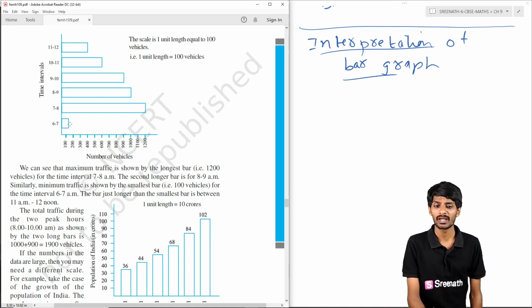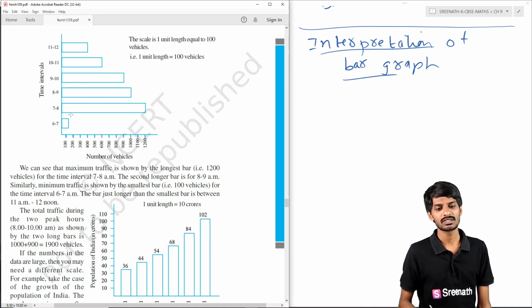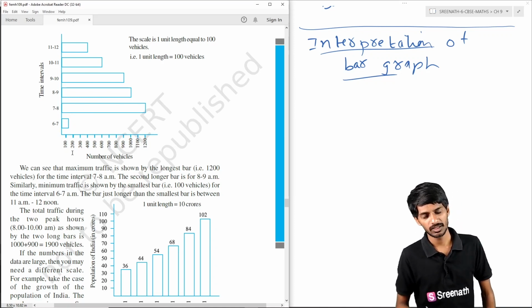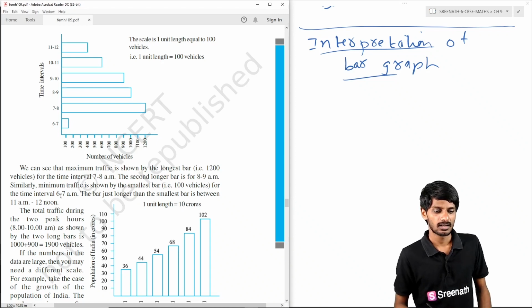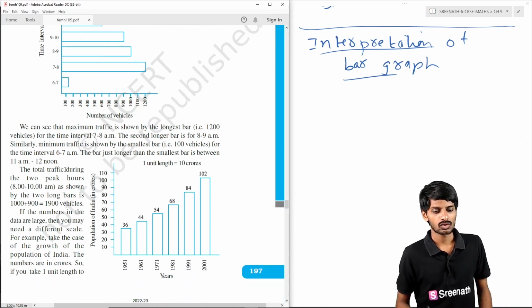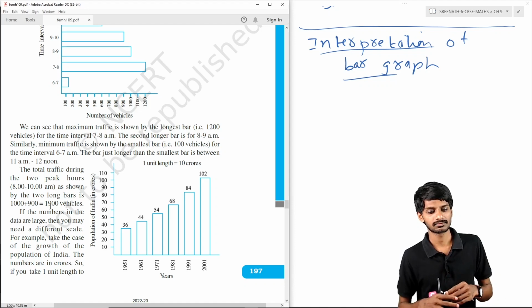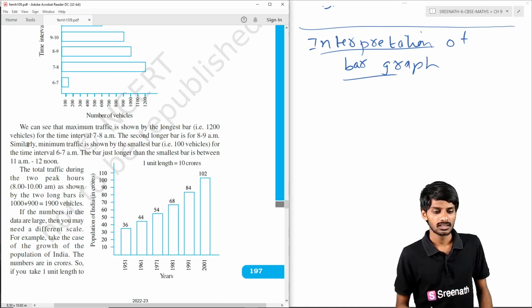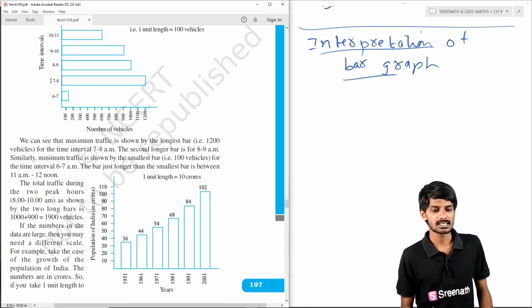Like that, friends. So by seeing this, we can simply say what is the maximum number and what is the minimum number. The total traffic during the 2 peak hours, as shown by the 2 long bars, is between 7 to 8 and 8 to 9.